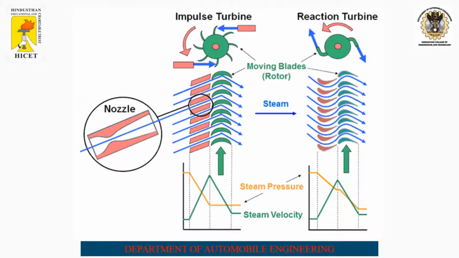So in case of an impulse turbine, it only uses the kinetic energy of water to get converted to mechanical energy, whereas in case of a reaction turbine, it uses kinetic energy along with the pressure energy, thereby it produces power, or converts the water energy to mechanical energy.